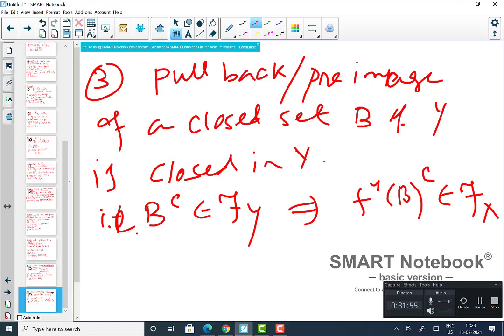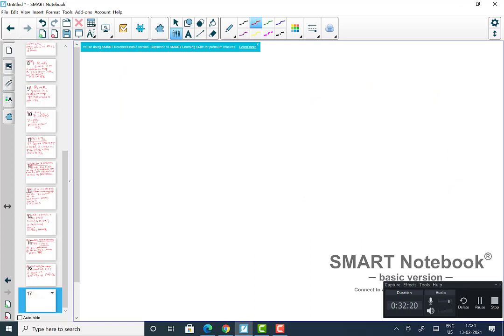And all three are actually equivalent. Either you are saying that the pullback of an open set is open, or the pullback of a closed set is closed, it doesn't matter, or the image of the closure of a set is sitting inside the closure of the image of the set. These are all equivalent. So now let me prove one by one, and then you will have more definitions. Then you can use any definition to prove continuity, whichever is easier for you.